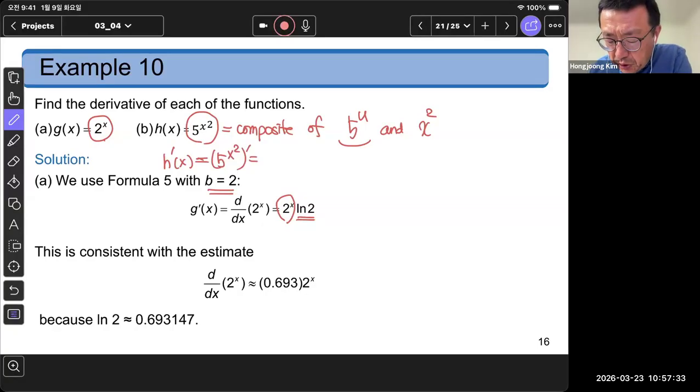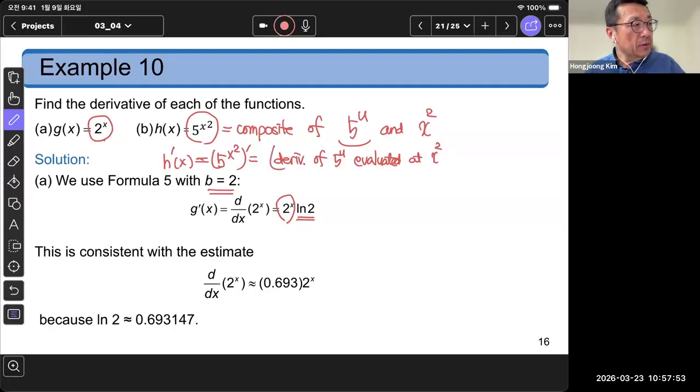You first differentiate the outer function. So the derivative of the outer function evaluated at the inner function x squared, multiplied by the derivative of the inner function x squared.